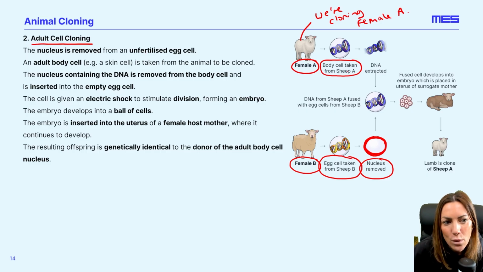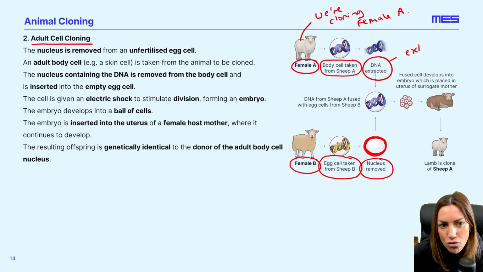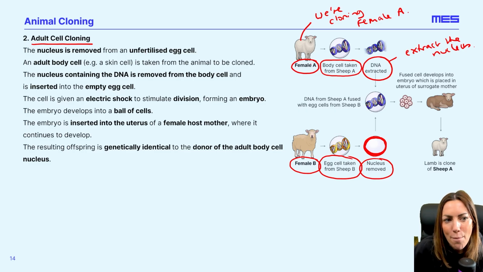Because from this animal, we've taken a body cell and we've extracted the DNA, or you can say extract the nucleus, because the nucleus contains the DNA, right? So we've got a body cell from the animal we wish to clone, and we extract the DNA, or we extract the nucleus. We've then got an egg cell from any other female animal of the same species. We've removed the nucleus from that egg cell because we don't want to clone this sheep. We don't want their DNA.